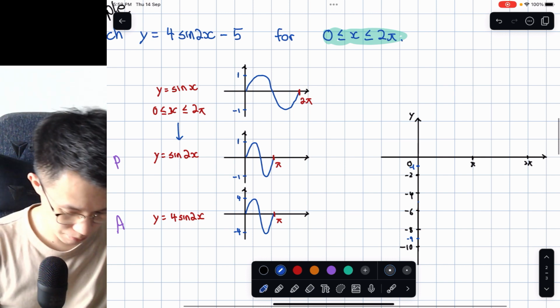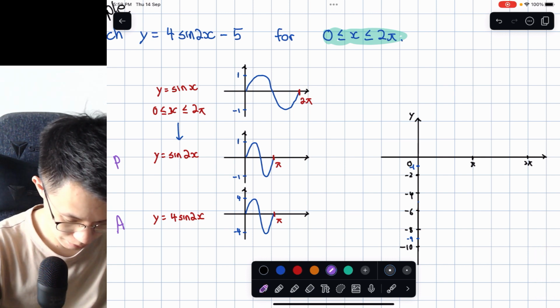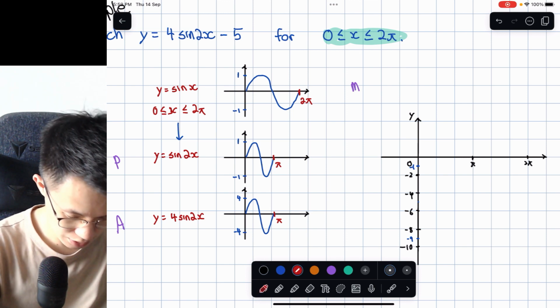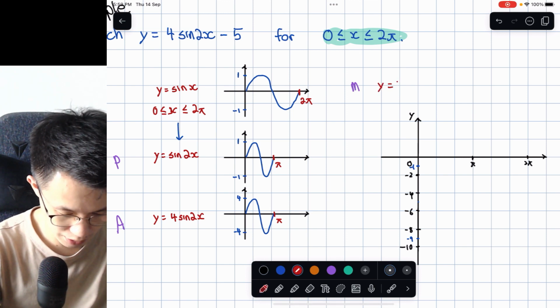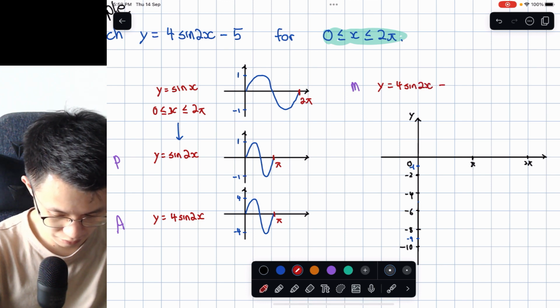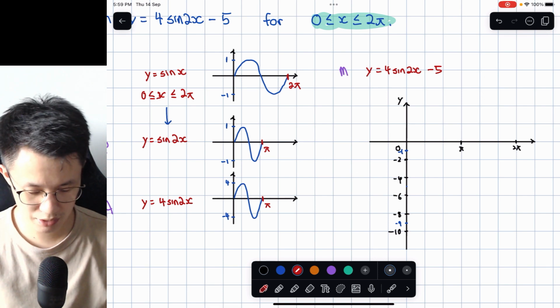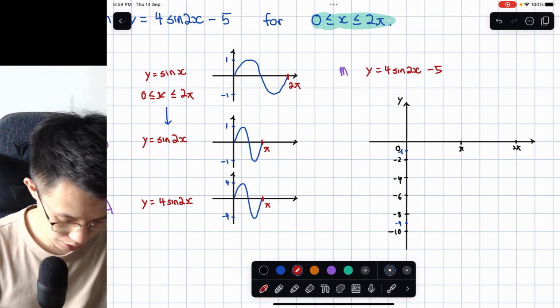Okay, and the last step is to do m, which is the mean and max value. The only way to change the mean and max value is the last step, which is I want 4 sine 2x minus 5. Now in this case, since the sketch is the last sketch, I make it bigger because the last sketch is the final answer.